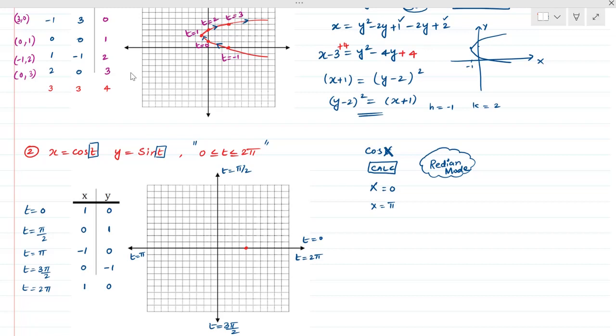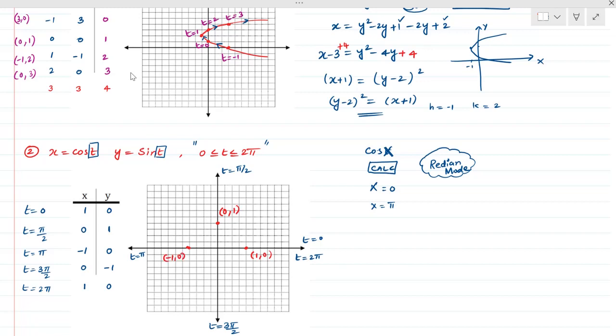This is my 1 comma 0. Then the next one, 0 comma 1. 0 comma 1 will be here. This one is 0 comma 1. Next, minus 1 comma 0. This is minus 1 comma 0. It will be here.